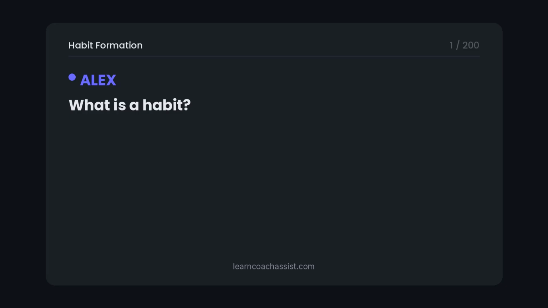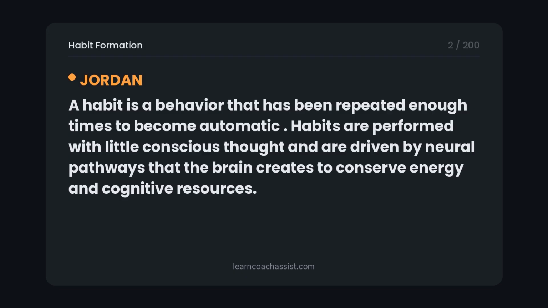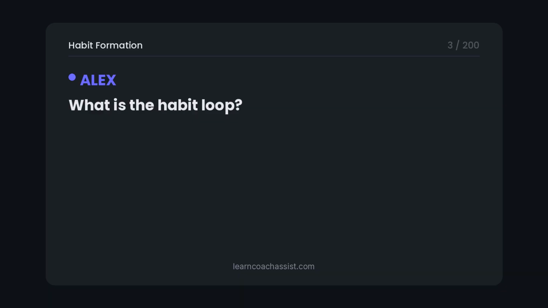What is a habit? A habit is a behavior that has been repeated enough times to become automatic. Habits are performed with little conscious thought and are driven by neural pathways that the brain creates to conserve energy and cognitive resources.